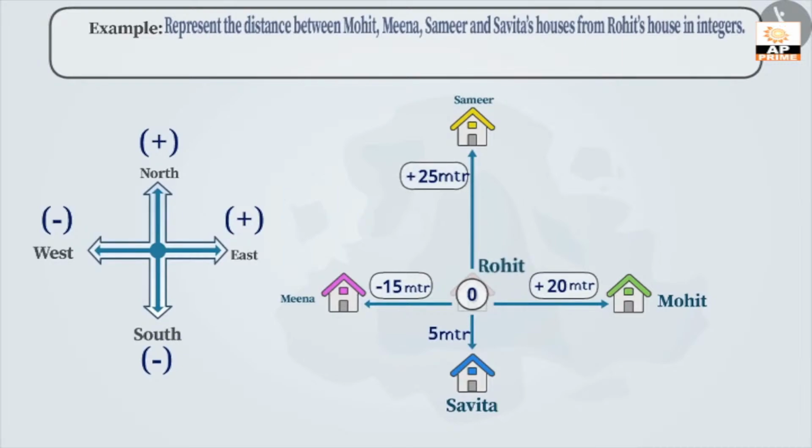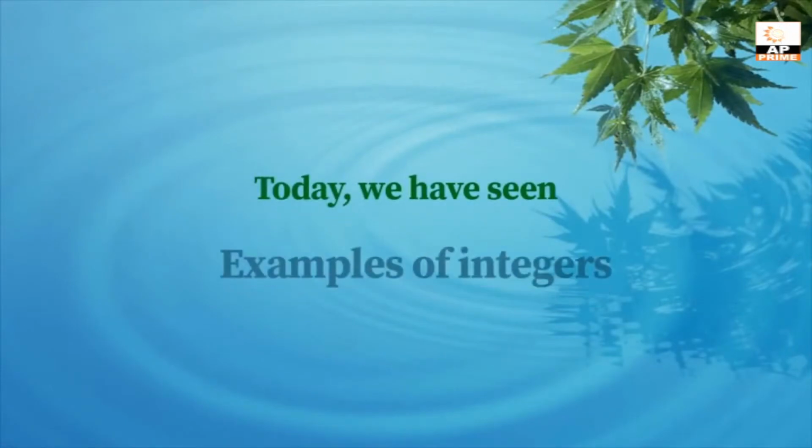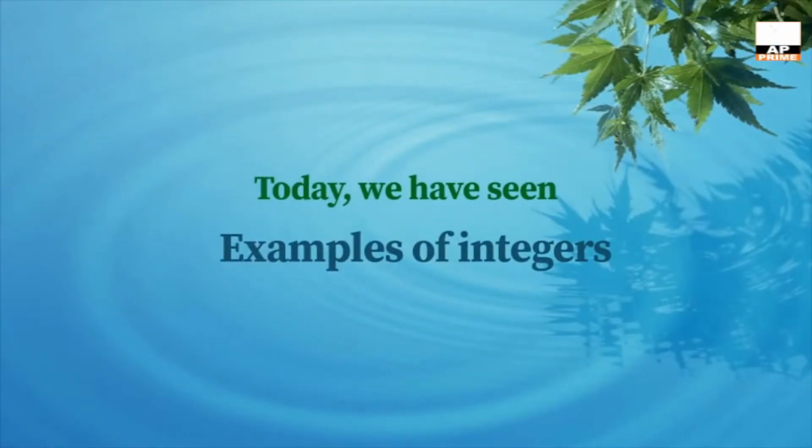Can you find the distance from Rohit's house to Savita's house? Any ideas? Since the distance towards the south is represented by a negative sign, the distance from Rohit's house to Savita's house is minus 5 meters. Today, we have seen examples of integers. In the next video, we will see some misconceptions and common mistakes related to this.